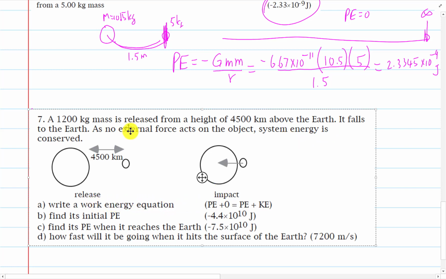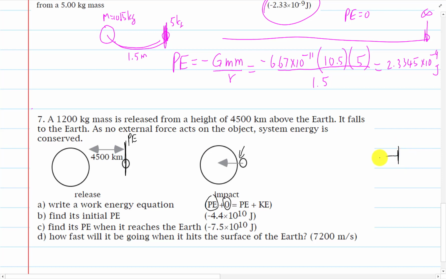So beforehand, nothing's moving. This guy has potential energy with respect to infinity. There it is. And it has no kinetic energy. And when it's about to hit, it still has potential energy with respect to infinity. And it's also going to have kinetic energy. So it's going to have potential energy and kinetic energy, because we're never at the infinite point. So what is its final potential energy?